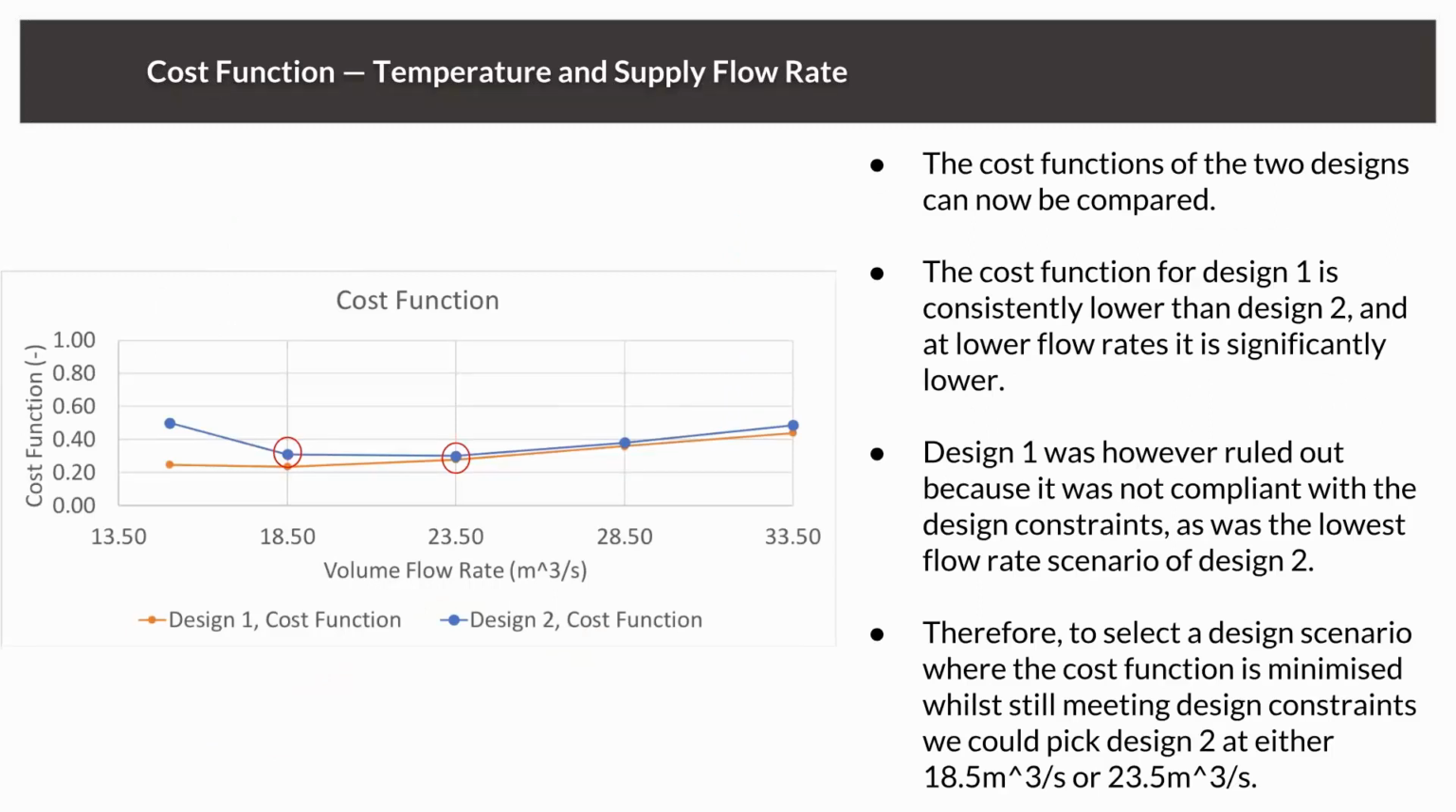Now, if we take a look at the cost function, we know that only design number 2 matched the criterion for the temperature around the engine itself. So we'll be looking at the cost function for this operational condition. And we know that the first flow rate that was given, the 14 or 15 cubic meters per second, was not matching the criterion. So we look for the minimum, and actually the two operational conditions with 18.5 and 23.5 cubic meters per second would be the optimum choice for operating this plant.